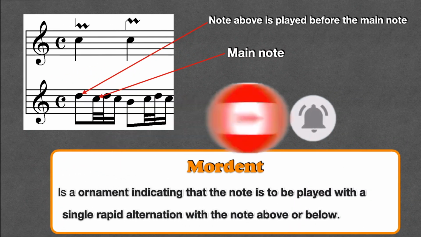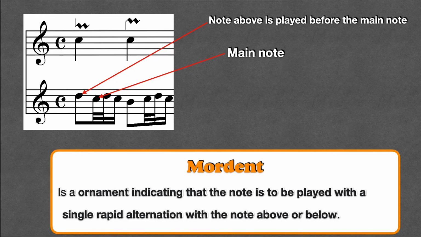Mordent is an ornament indicating that the note is to be played with a single rapid alteration with the note above or below.